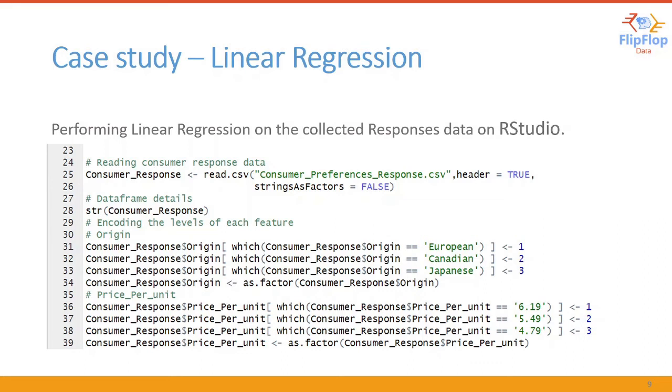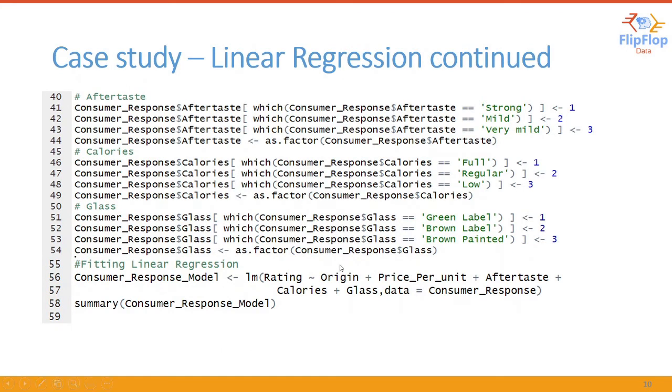The consumer preferences response, which is our input, is read into RStudio and is saved into the consumer response variable. Then next is encoding each of the levels within each attribute as per the required code, and then converting these into factor variables. So European is represented as 1, Canadian as 2, Japanese as 3, and similarly for all the other attributes and levels, it has been done like that. Our pre-processed data is now ready for computing linear regression.